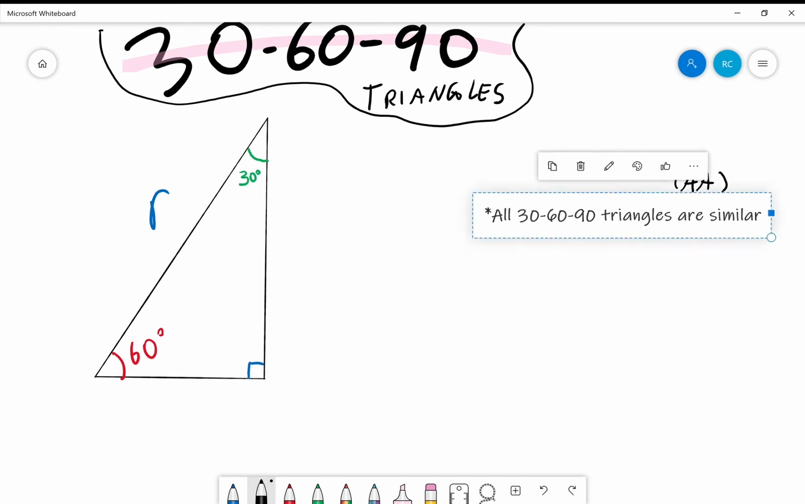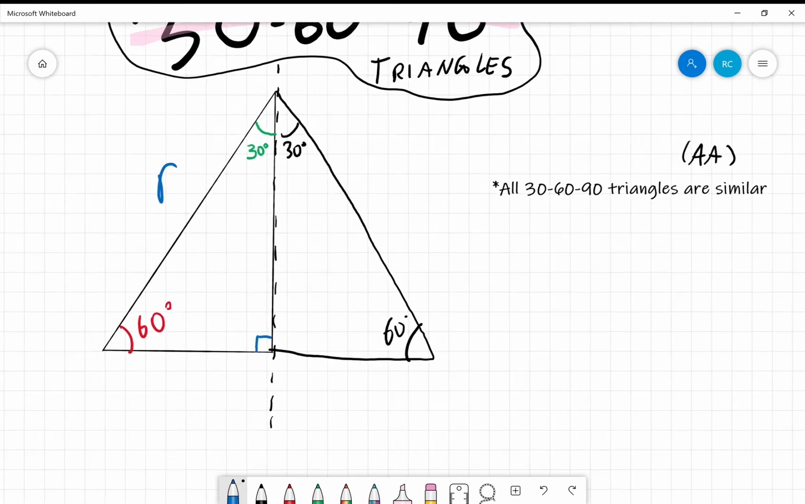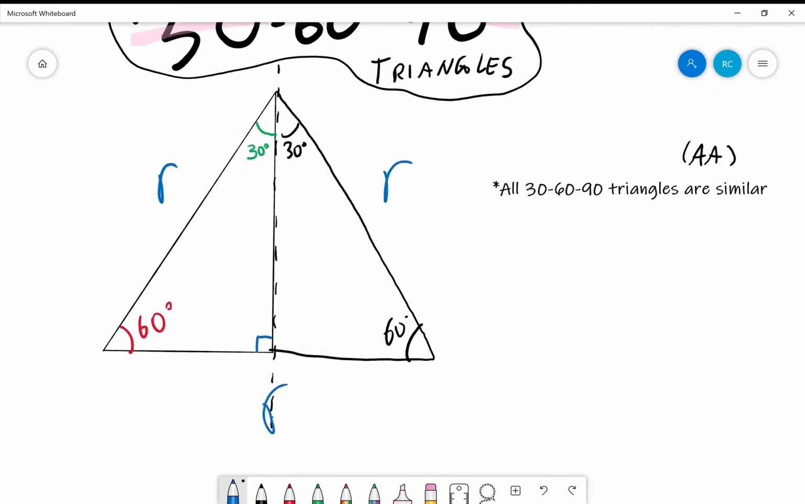Okay? And here's how we're going to do it. Remember how last time in the 45, 45, 90 triangle, we used the fact that it was half of a square, and we used that to figure out the sides? Well, this 30, 60, 90 triangle is half of an equilateral triangle. If we reflect the 30, 60, 90 triangle vertically across this line of reflection, we end up getting an equilateral triangle that has side lengths of R, R, and R, right? All three side lengths are R.